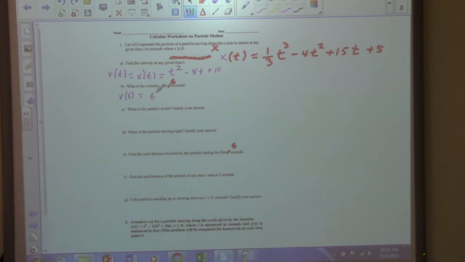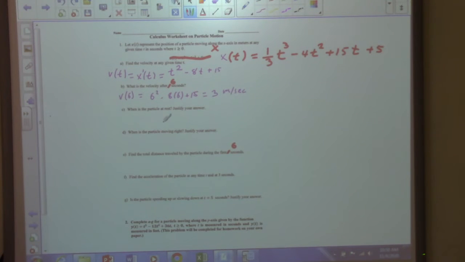So we get 6 squared minus 8 times 6 plus 15. That's going to be 36 minus 48, which is negative 12. And negative 12 plus 15 equals 3. So 3, and we say what units? It's going to be meters per second.